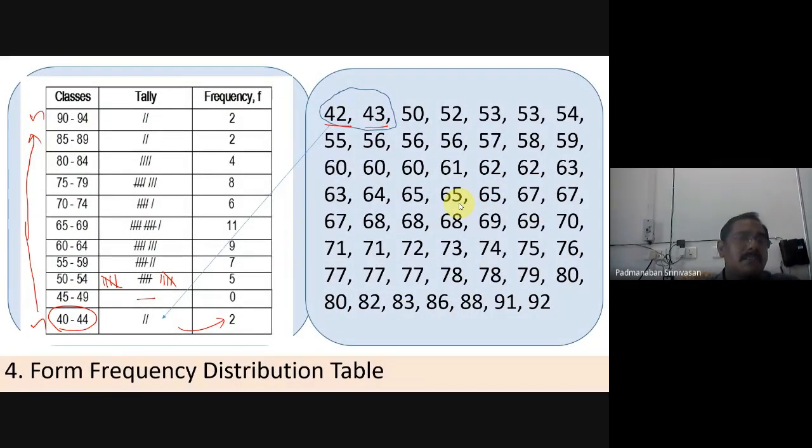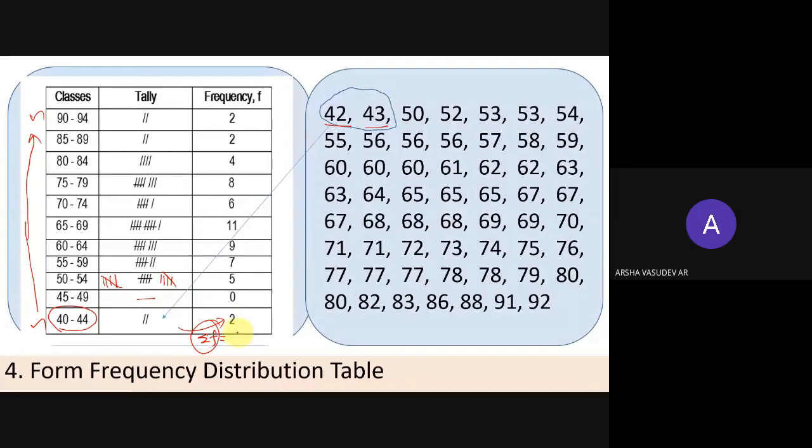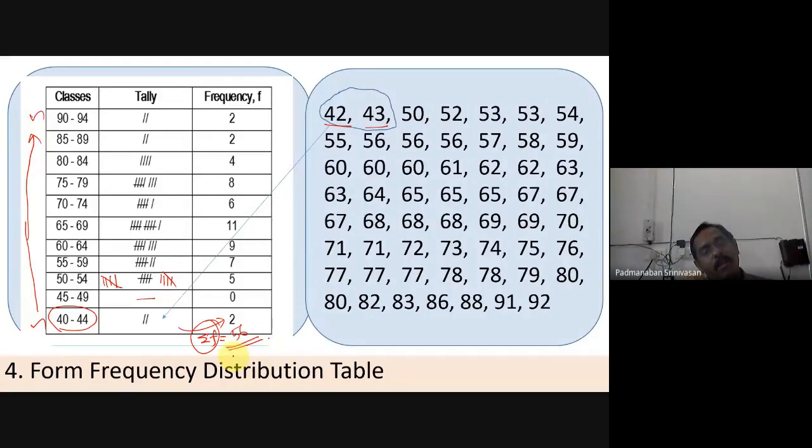So classes, tally marks, frequency. And what at last here? What do you mean by this? Summation of frequency. What will it be equal to? The sum of all the frequencies. 56. Whatever data, however many data you have taken as your sample, that many you will get. If you are not getting that, somewhere you are missing something. That you can check.